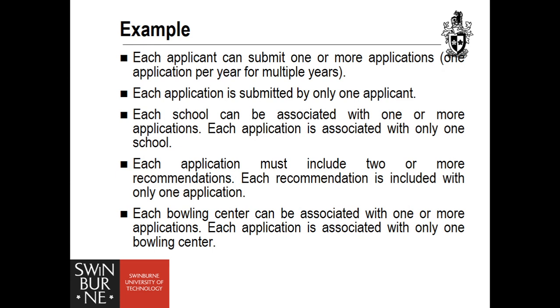So this is an example. Each applicant can submit one or more applications. Each application is submitted by one applicant. Each school can be associated with one or more applications. Each application is associated with only one school. One application must include 2 or more recommendations. Each recommendation is included with only one application. Each bowling center can be associated with one or more applications. Each application is associated with only one bowling center.